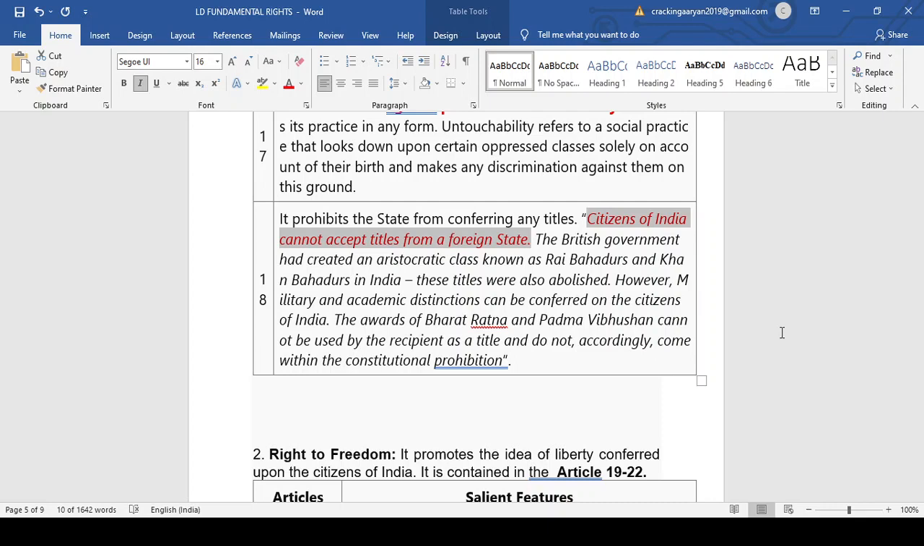So Article 18 prohibits the state from conferring any title, and even our citizens cannot accept any title from a foreign state.